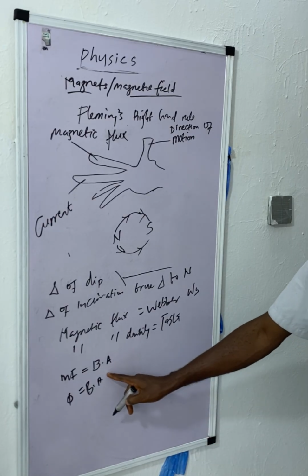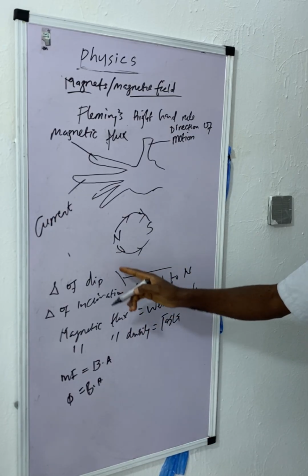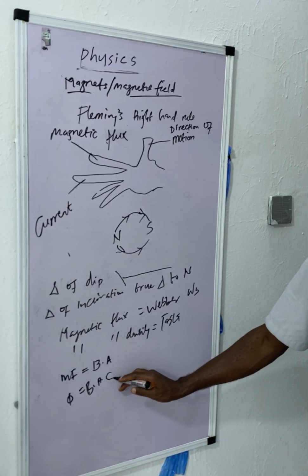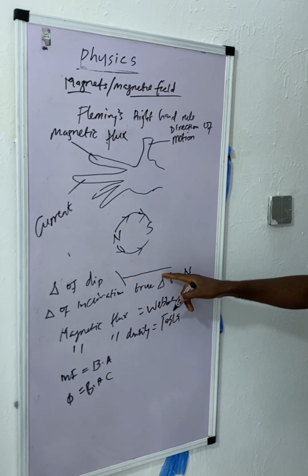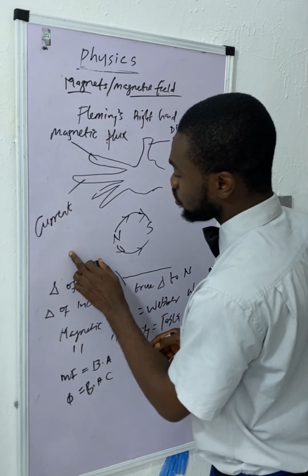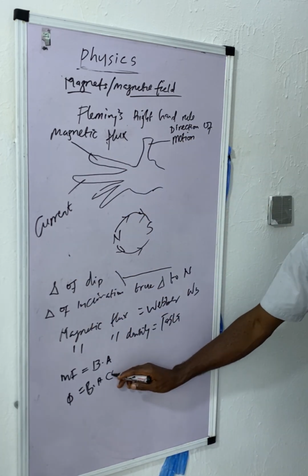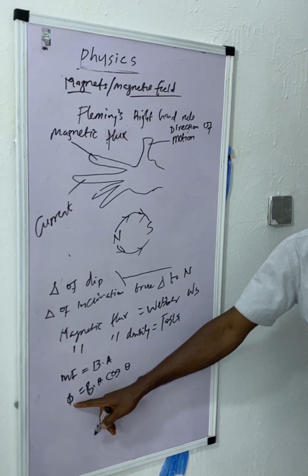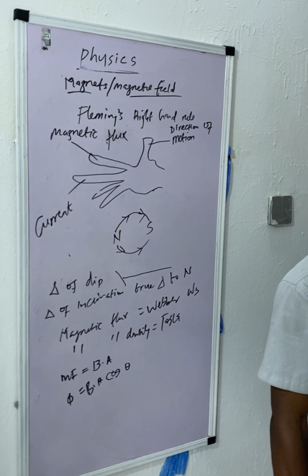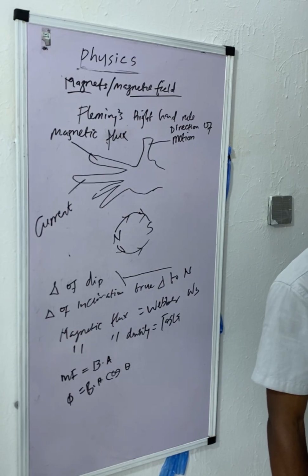So if there is an angle among the parameters that you are solving with, you put the angle. You now say cos, because we are working with horizontal here. Anything magnetic field is horizontal. Remember, I told you, anywhere you have horizontal in physics, you use cos. Anywhere you have vertical, you use sine. So cos theta. Magnetic flux is equal to A times B cos theta, whereby theta is our angle.